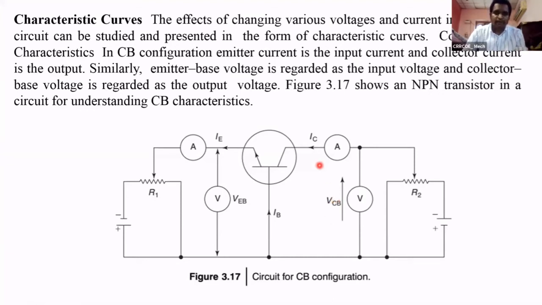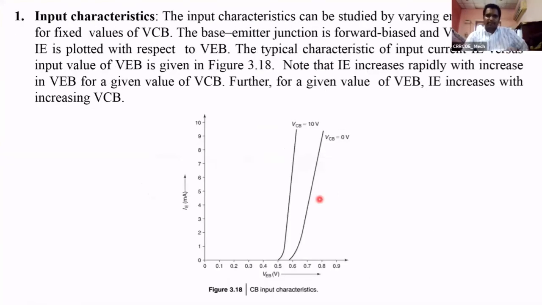Now we see the characteristic curves of this transistor in CB configuration. This is the input characteristic curve. It shows the relationship between emitter current and base voltage VEB, that is, input current and input voltage. Input current is taken in microamperes and voltage in volts. This is the x-axis and this is the y-axis. There is no current up to a certain voltage. This is called the threshold voltage, which I already explained.